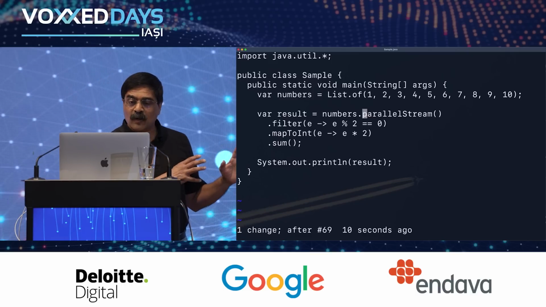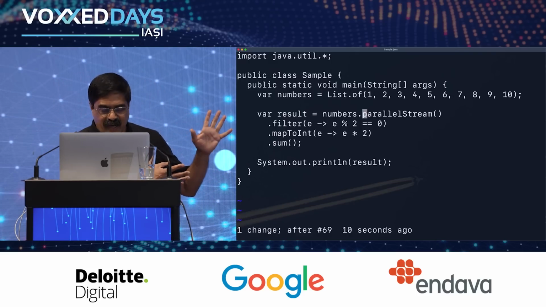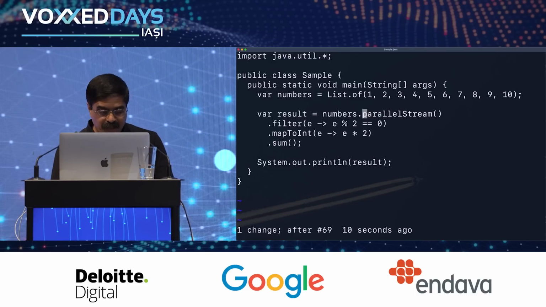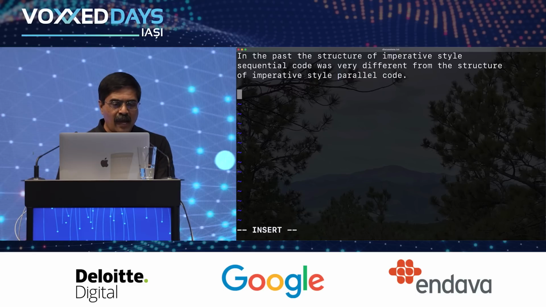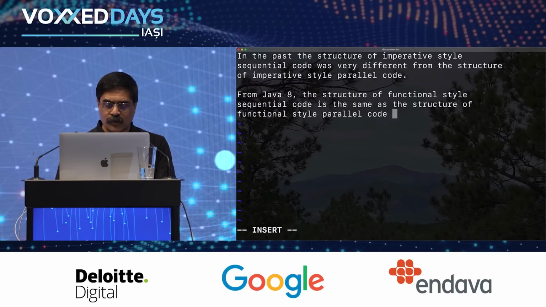But what is really cool about this is the structure of the code is exactly the same as it was with sequential and parallel. So from Java 8, you could say the structure of functional style sequential code is the same as the structure of functional style parallel code. And of course, this is thanks to the Java Streams API.